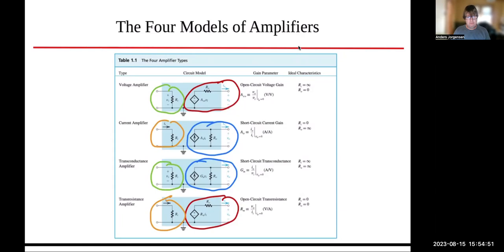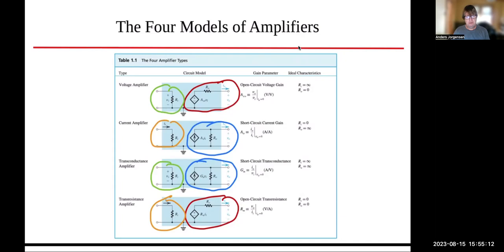So the first one is a voltage amplifier. We measure a voltage at the input, and then we have a dependent voltage source, which depends on that input voltage. And then there's an output resistance, okay? So the voltage measured at the input is amplified.